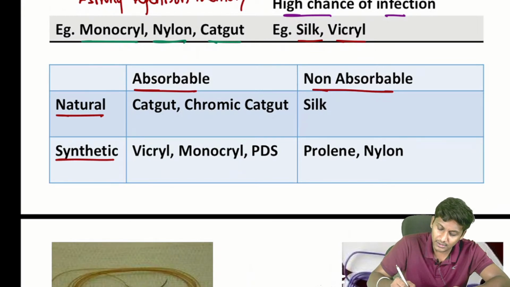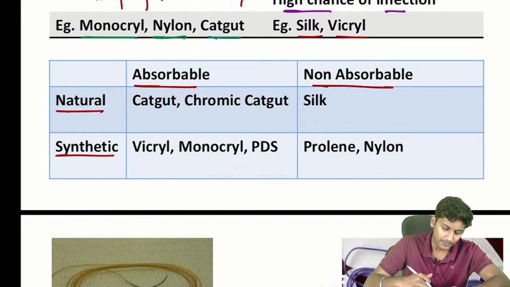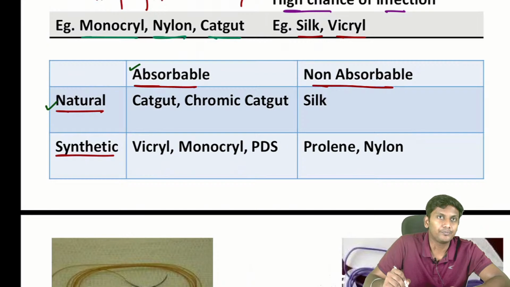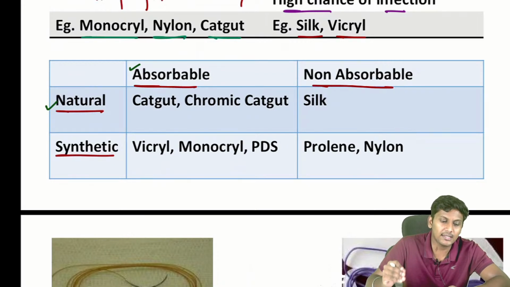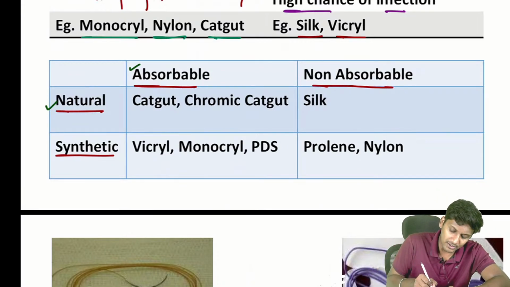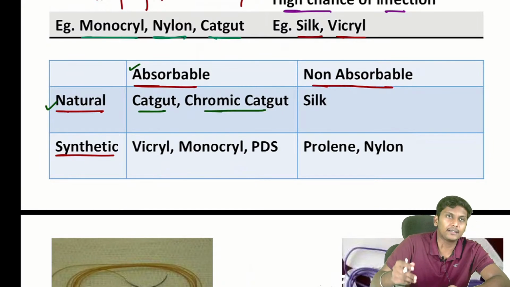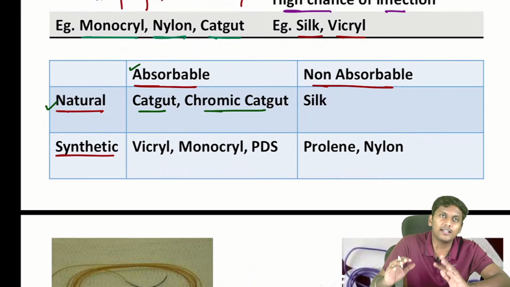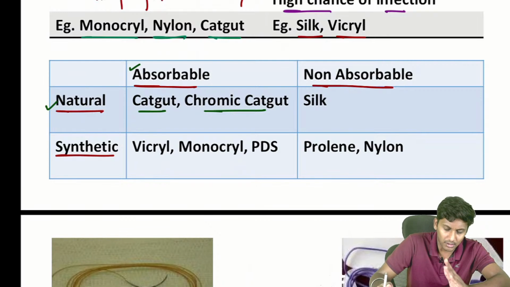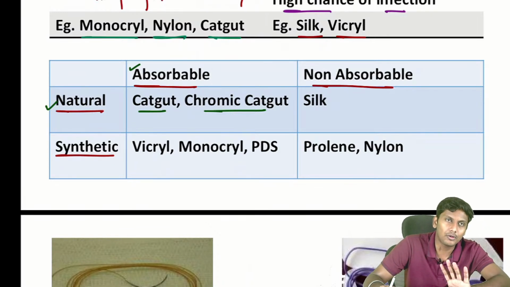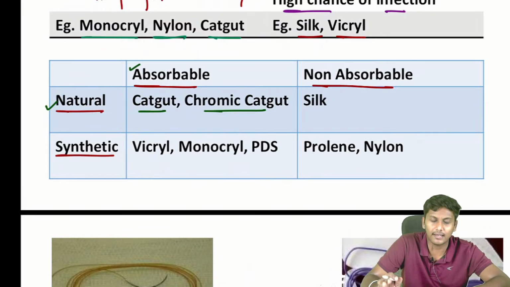So with the same classification, I'm going to classify these sutures. The sutures which are natural in origin and which are absorbable in nature, which are derived from plants and animals and which can get absorbed. These examples you have to remember: they are catgut and chromic catgut. Cat is an animal, so a suture derived from her will be a natural suture and it gets absorbed also. Okay, so catgut and chromic catgut are examples of natural absorbable sutures.